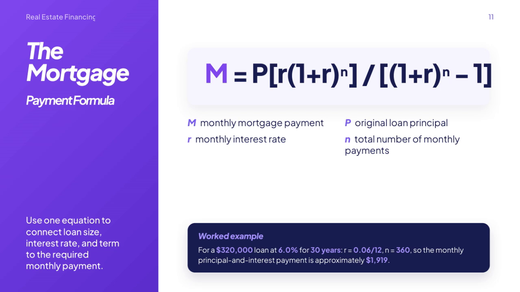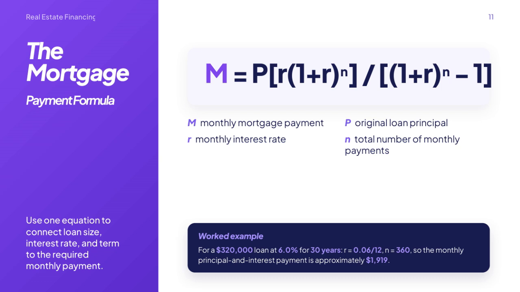The formula itself: M equals P times R times (1 plus R) to the power of N, divided by (1 plus R) to the power of N minus 1. Looks complex, but essentially it spreads out the loan repayment evenly over the term of the loan, factoring in interest.